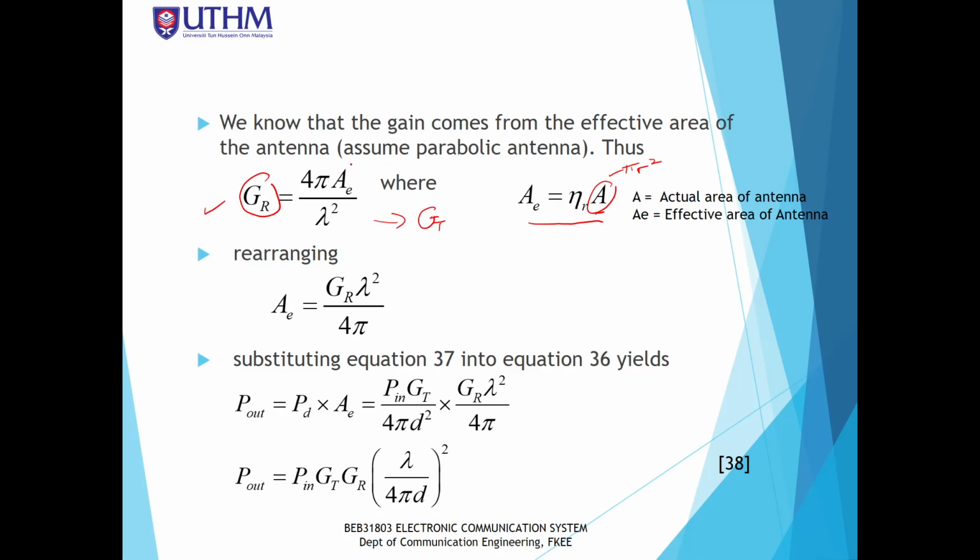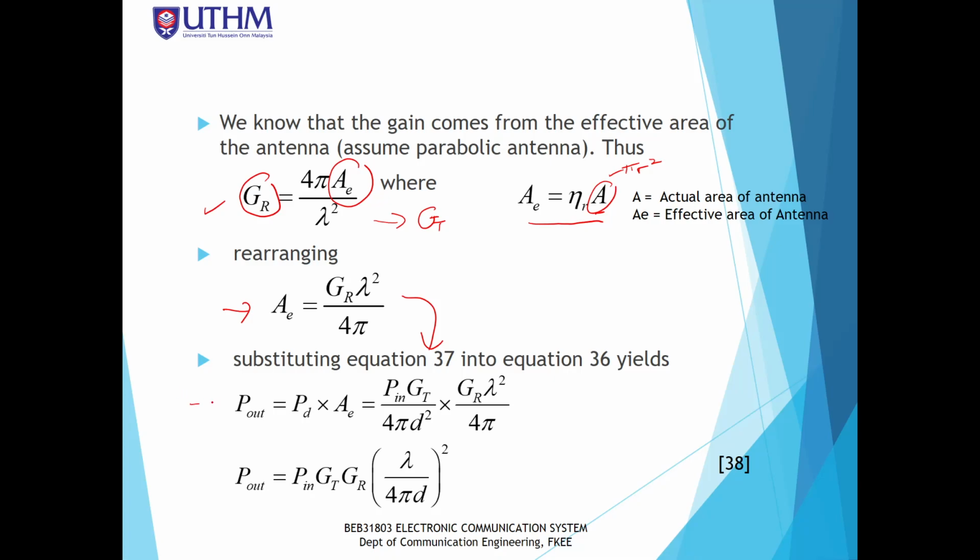So from here you can see the relationship of AE. We can rearrange the equation to become like this: AE equals GR lambda squared over 4 pi. So we're going to get this in terms of meter squared, this parameter is in terms of meter squared. So put it inside the equation.